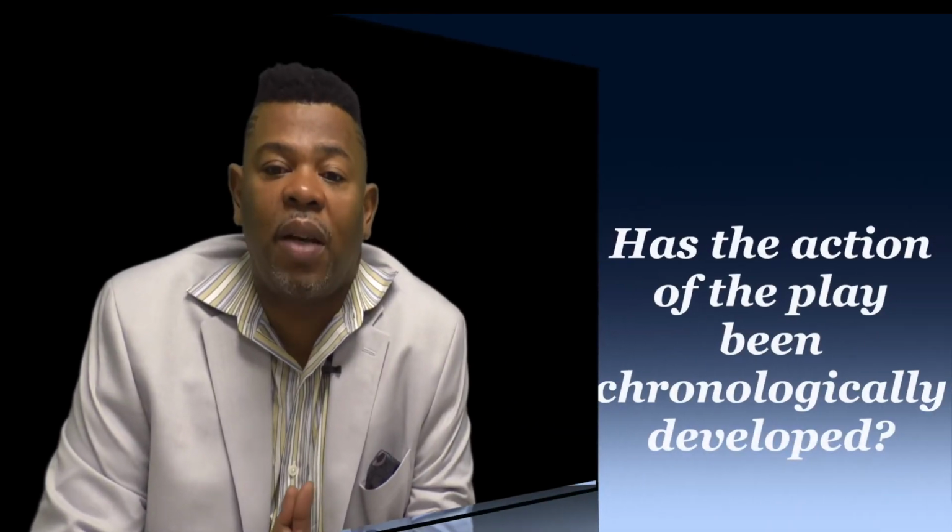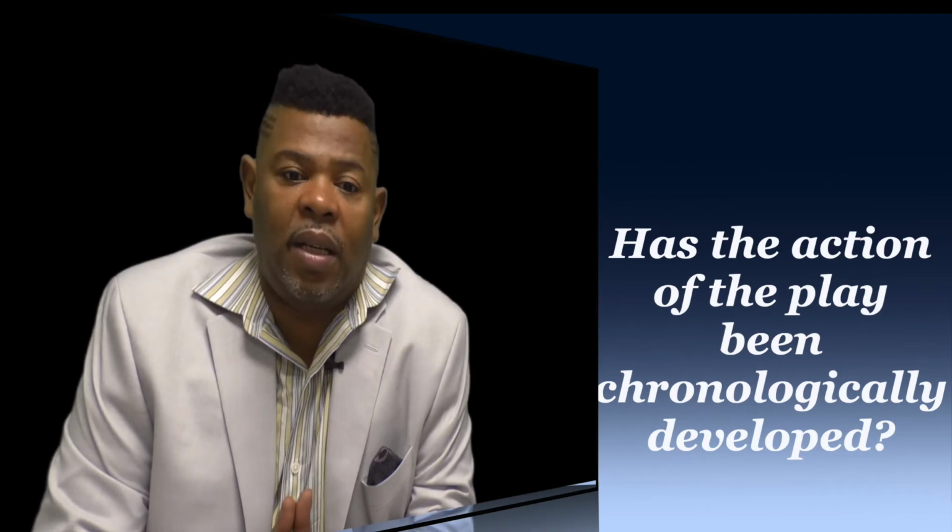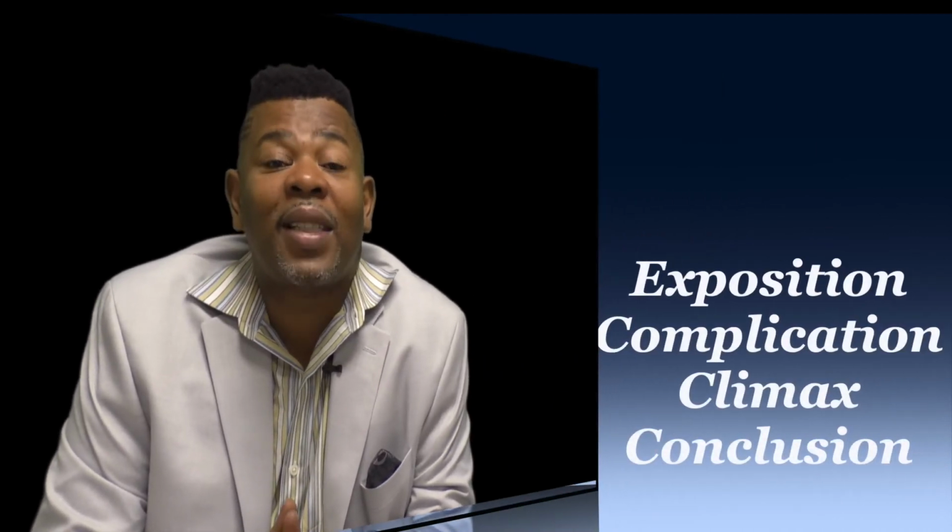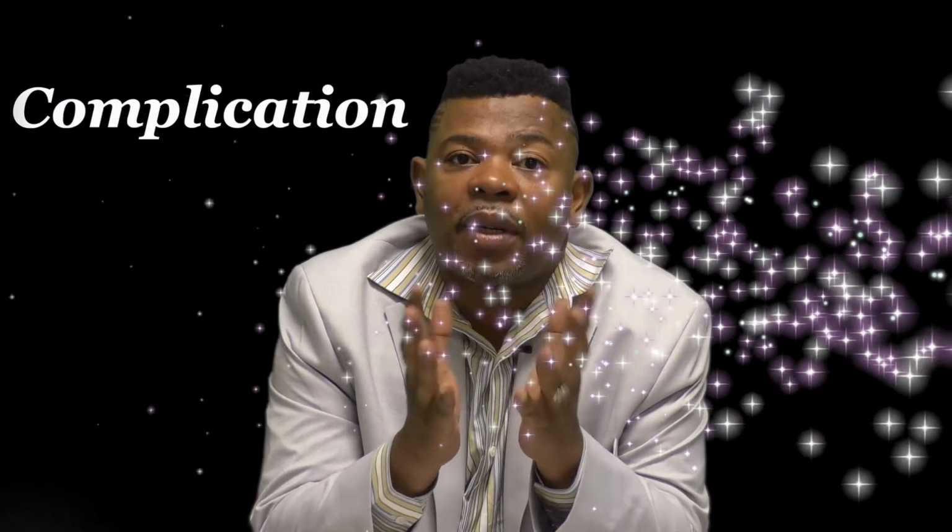And plot, 25 points. Has the storyline been clearly defined? Has the action of the play been chronologically developed? Is there evidence of exposition, complication, climax, and conclusion? Exposition is the motivated revelation of the background of the character through the dialogue that you create. Complication is the conflict. Is there a clear conflict that the protagonist has in the story? Do many of the characters have some obstacles in the way of what they're trying to acquire?